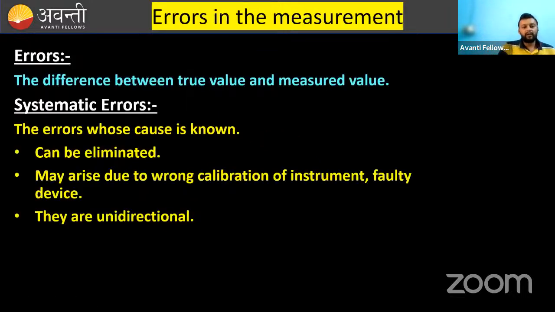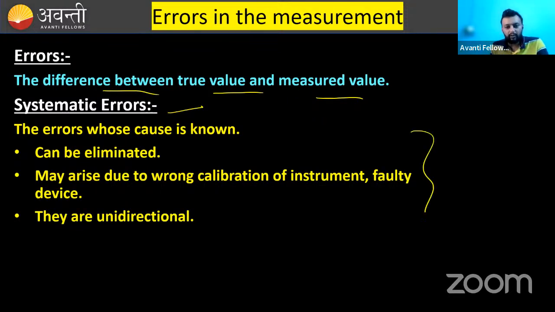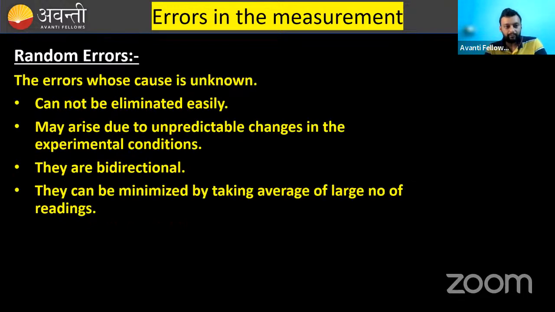Now errors. Take the screenshot. I think you know the definition of errors. We will solve a question so that we can understand how to calculate and solve the questions. The difference between the true value and the measured value is called error. There are two types of errors. Systematic errors, you can read it out, take a screenshot. I will not waste any further time because there are 3 or 4 minutes left. Random errors, take the screenshot.